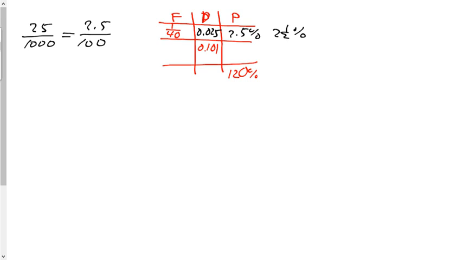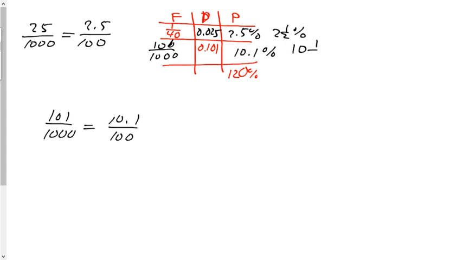0.101 is 101 thousandths. So as a fraction, 101 over 1,000 is the answer to the fraction. 101 over 1,000 is equal to 10.1 over 100, which means as a percentage, it's 10.1%, or if you want to be fancy, 10 and 1 tenth percent.